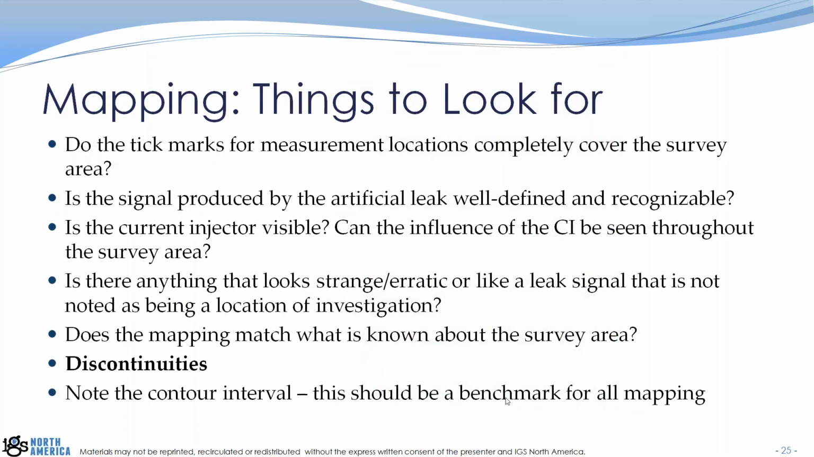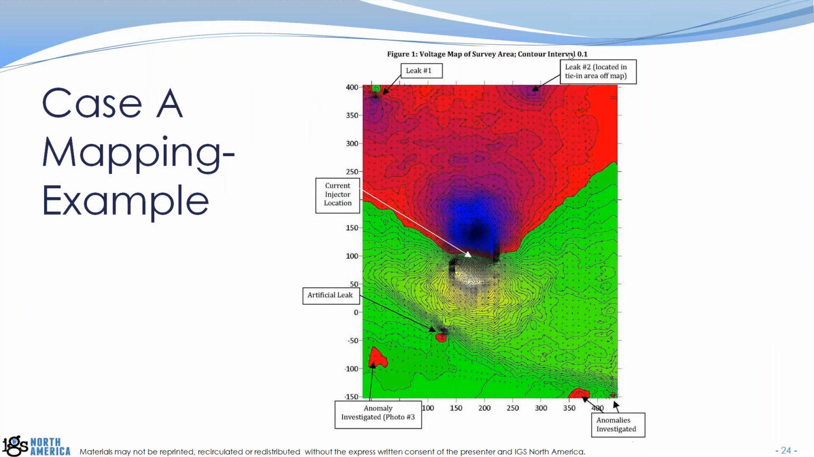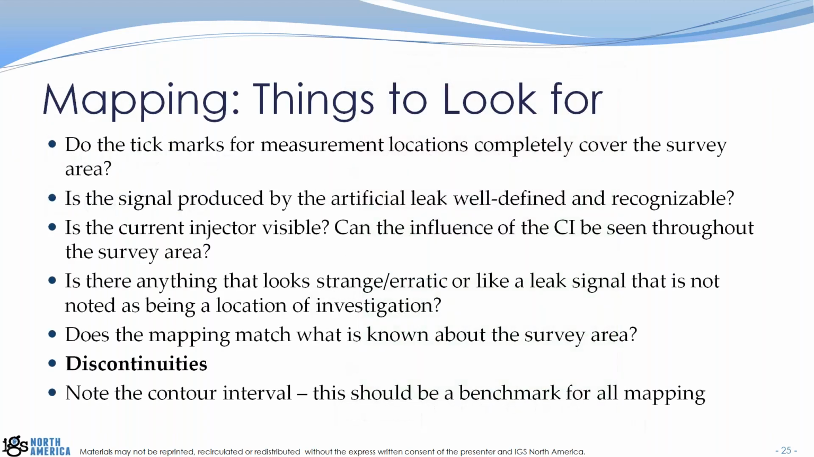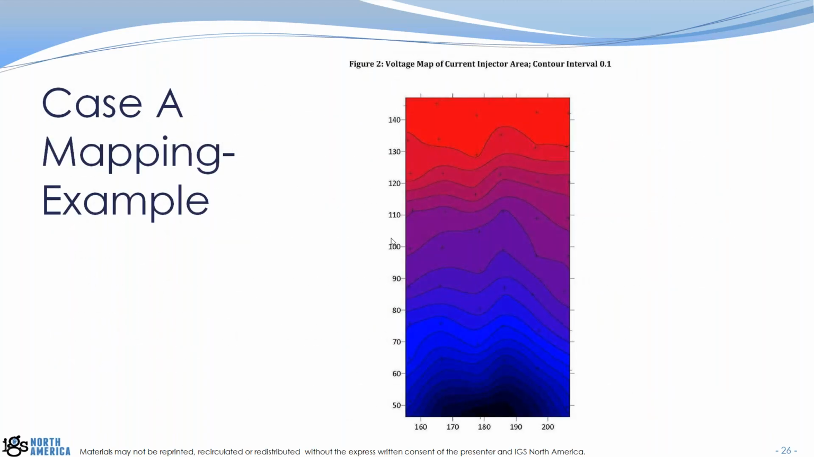Note the contour interval. This should be a benchmark for all mapping. So whatever the contour interval was used, say, for the artificial leak, you want to reference that and make sure that all of the subsequent maps are at least as small as that. So the next map would be the current injector location. So we move the current injector and then we survey below it.